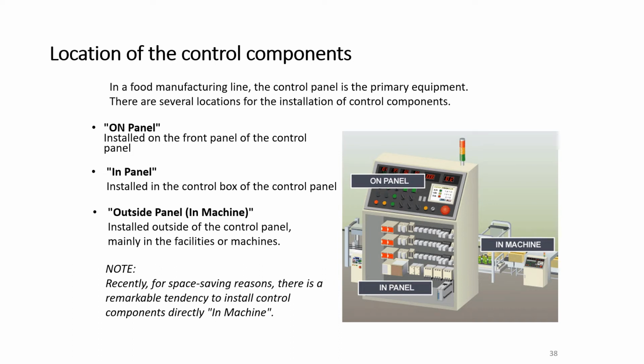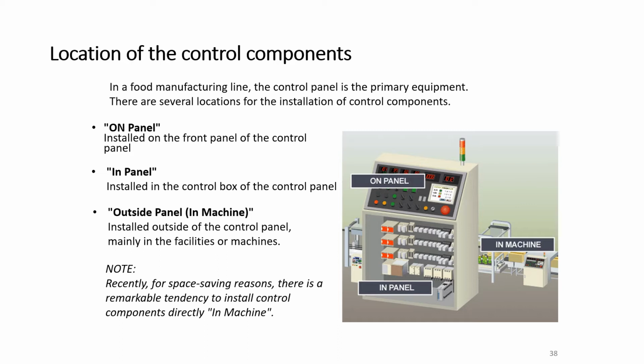Okay, now we want to understand where we could install control components, or what the locations of control components are. We could have three main locations for control components: on panel, in panel, and outside panel.